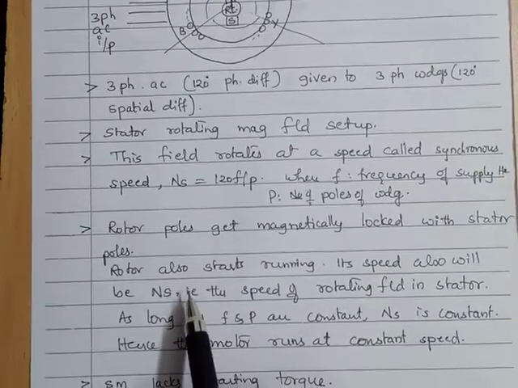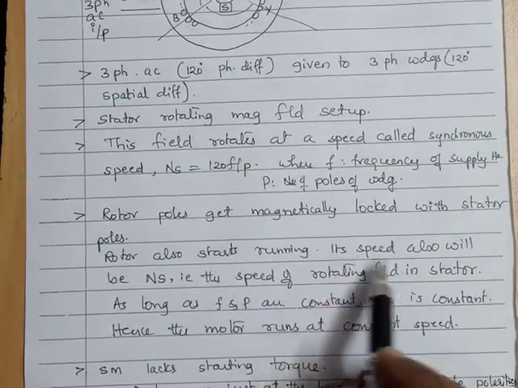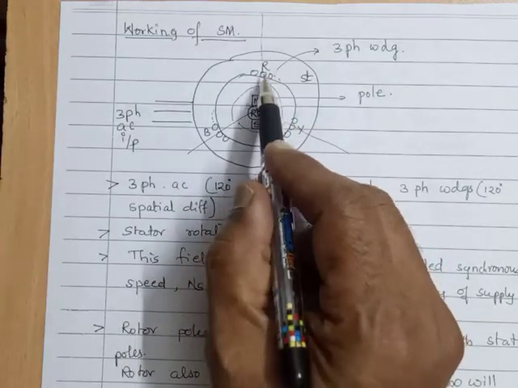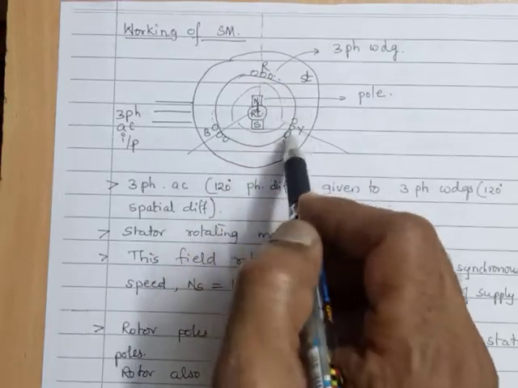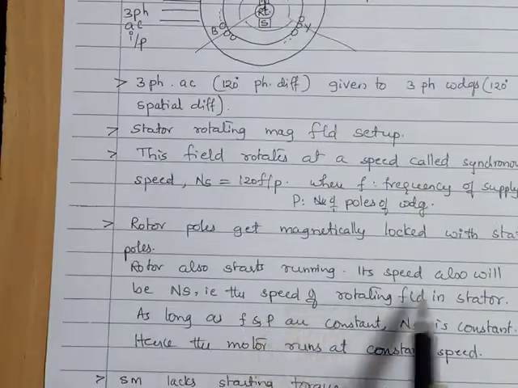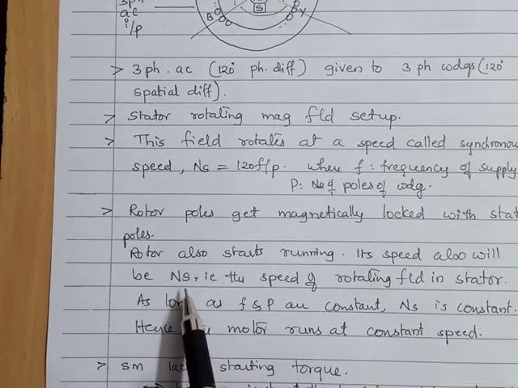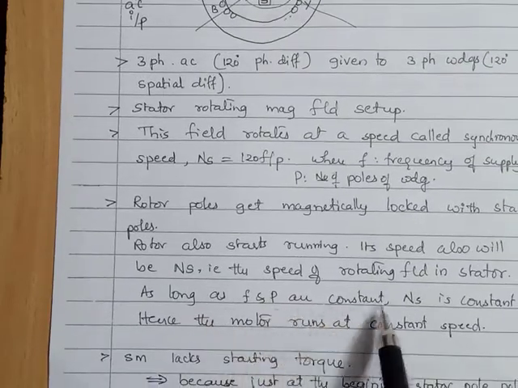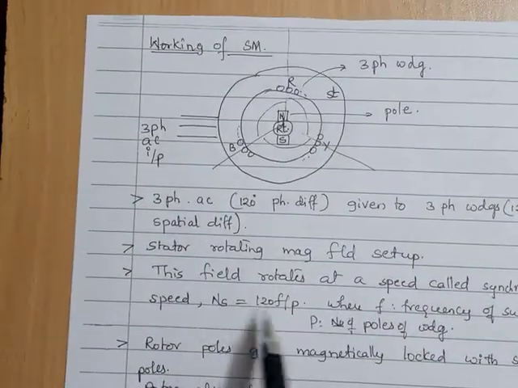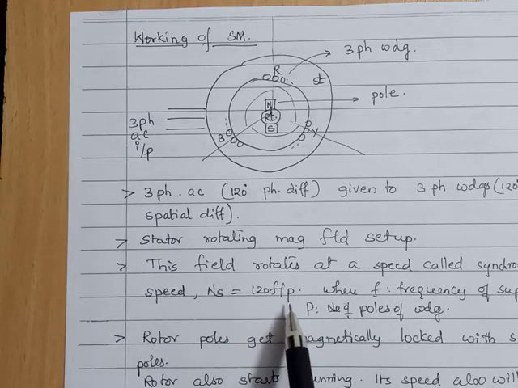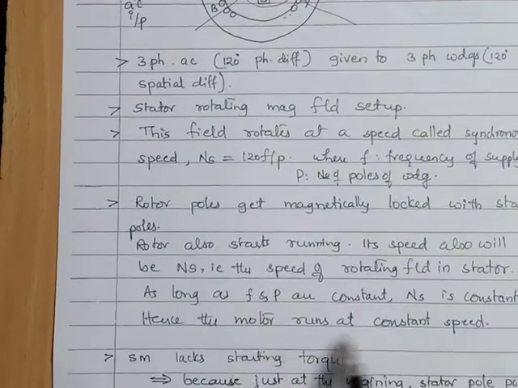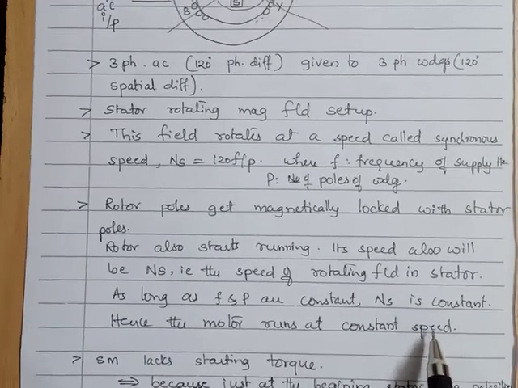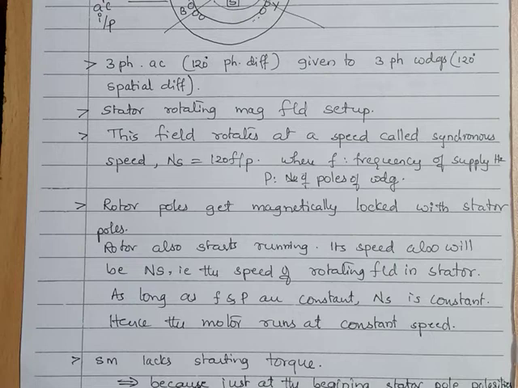And when the rotor starts moving, because of this magnetic locking, the rotor moves at the same speed at which this field is moving. Obviously, the rotor also will start moving at a speed ns, the synchronous speed. As long as f and p are constant, ns is constant, and hence the motor runs at constant speed. That's why we call this motor a constant speed motor.